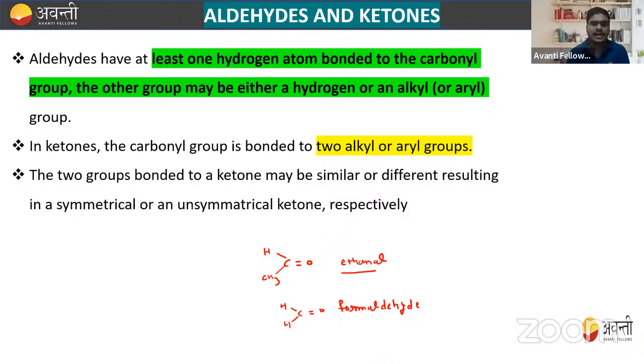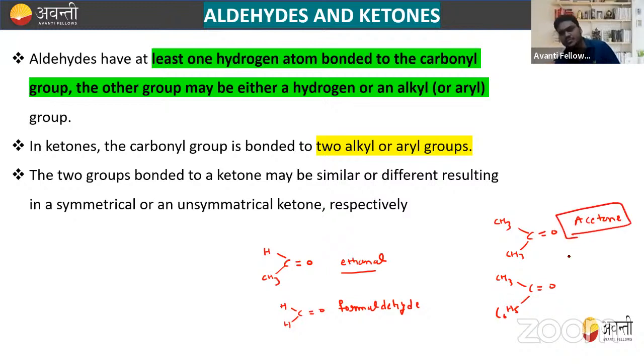In ketone, similarly, the carbonyl group is bonded to two alkyl groups or two aryl groups. Like we have two alkyl groups, CH3 and CH3. We can also have one CH3 group and one C6H5, that is an aryl group, or both aryl groups. This is the very common one, and its common name is acetone. We know acetone from our earlier classes as well, right? What is acetone? It has significant applications. So these are the classifications.